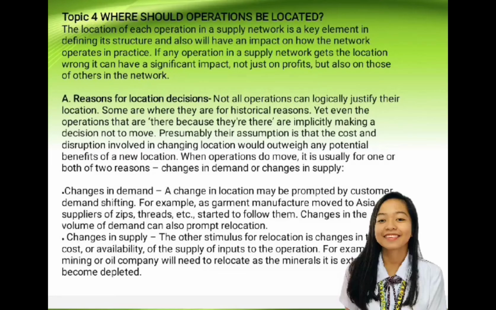The next one is if we have changes in supply. An example is a mining or oil company that will need to relocate as the mineral it's extracting becomes depleted. Depleted is diminished in number or quality. So, changes in supply is isang reason ito for changing location or reason for location decision. Kasi ang changes in supply, the stimulus for relocation is changes in cost or availability. Sa example, yung oil or mining company, magre-relocate sila kasi nga naubos na yung mineral dun sa current location nila.